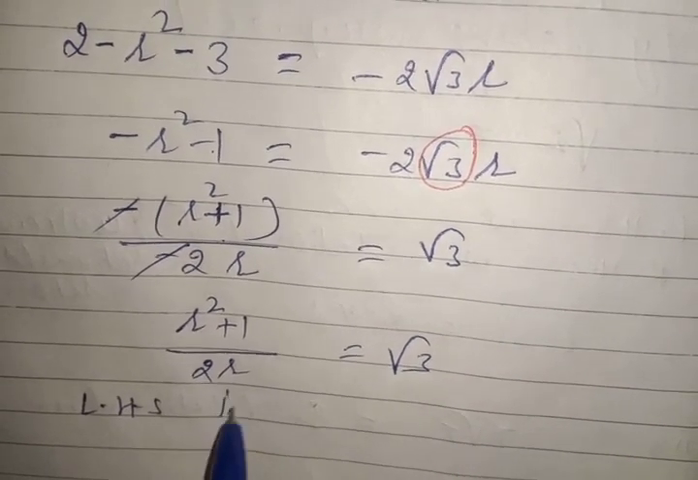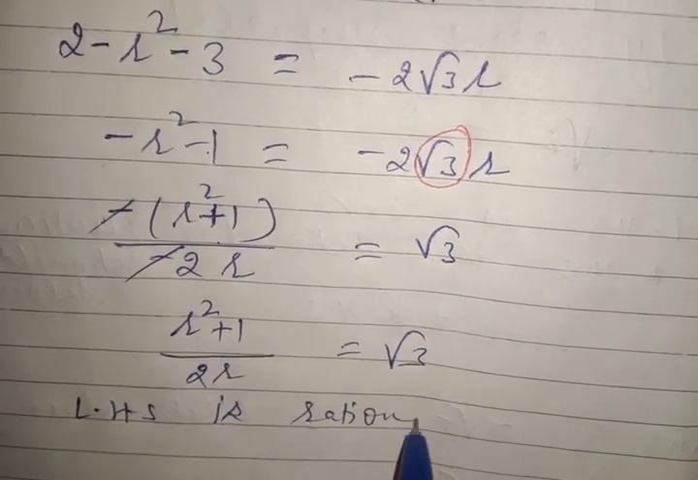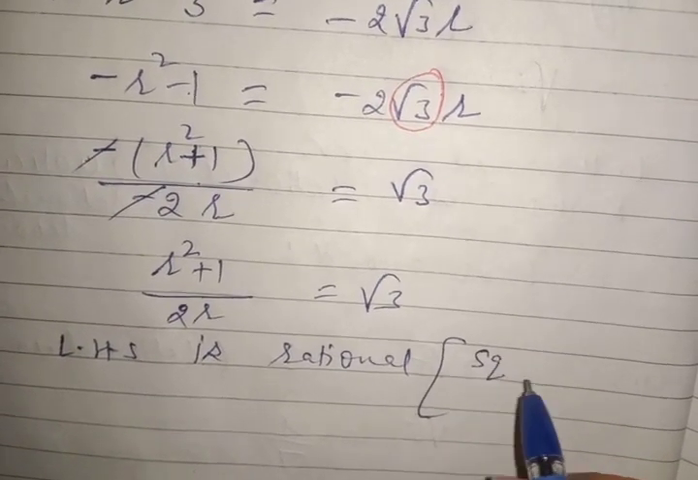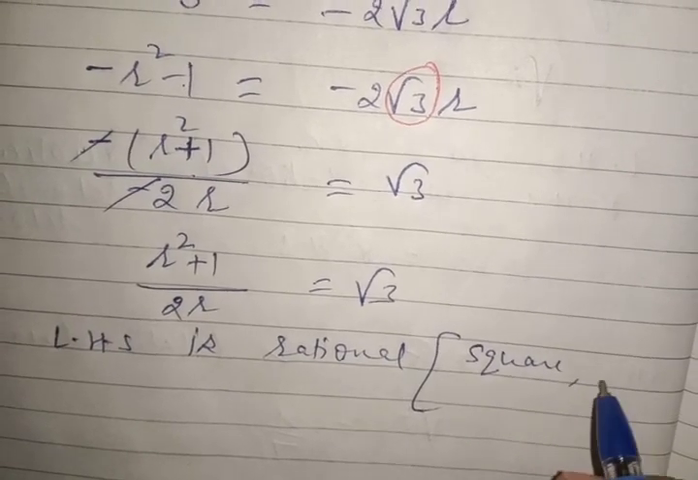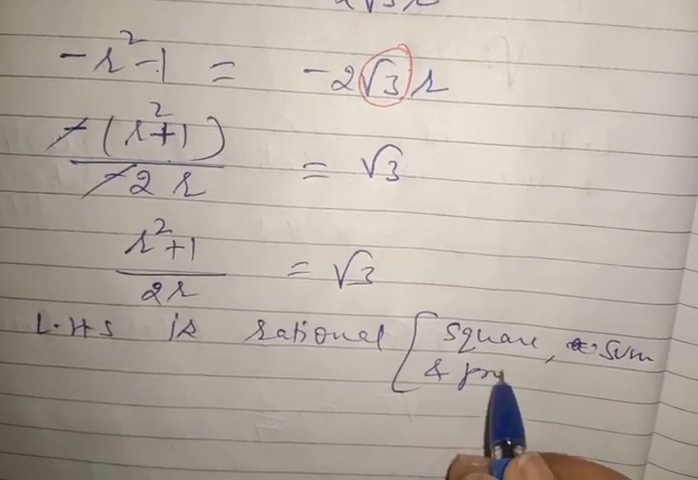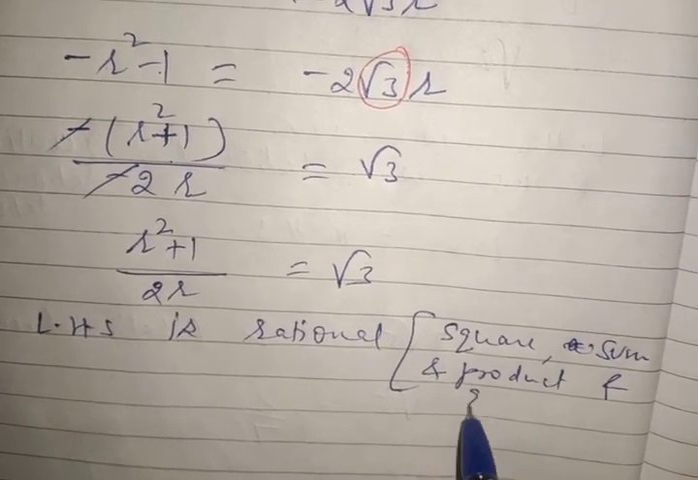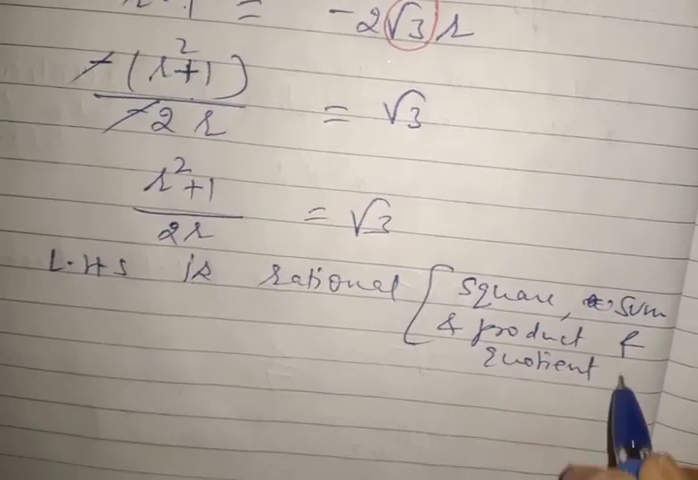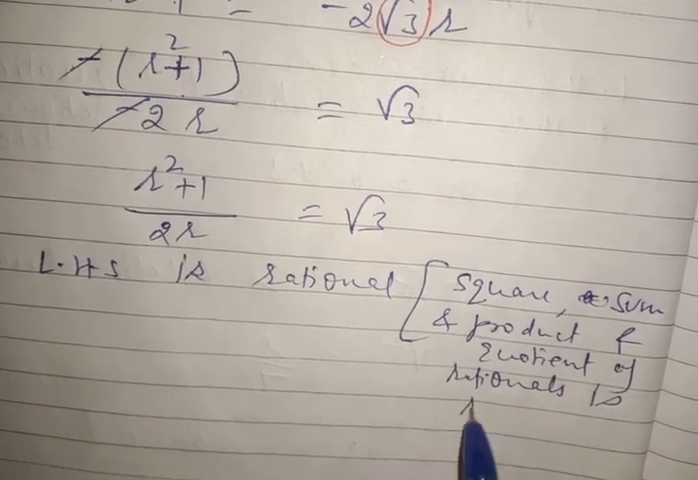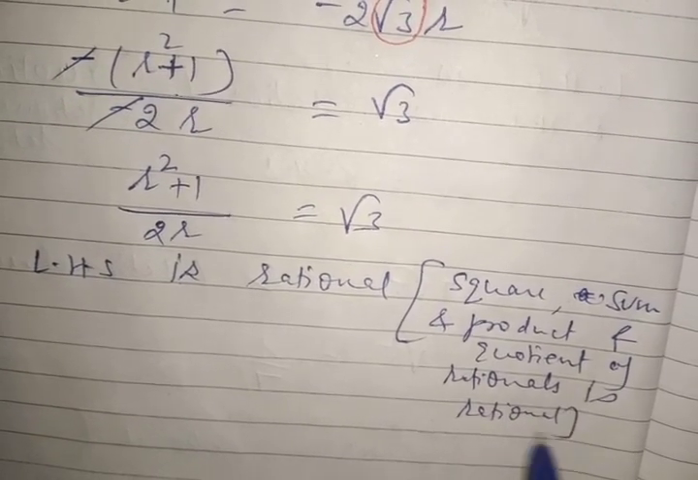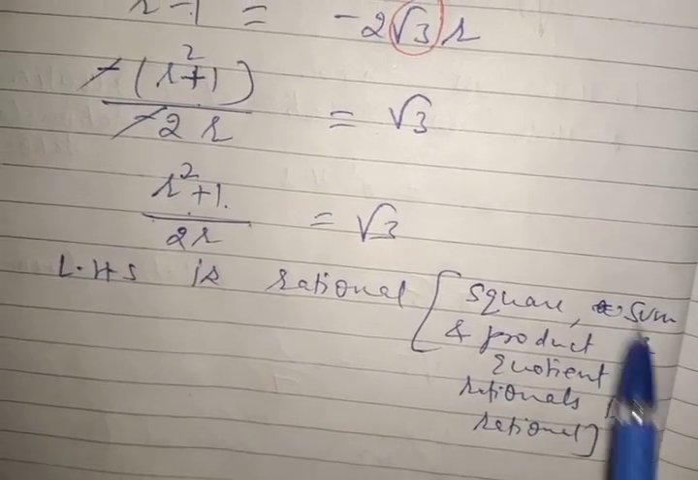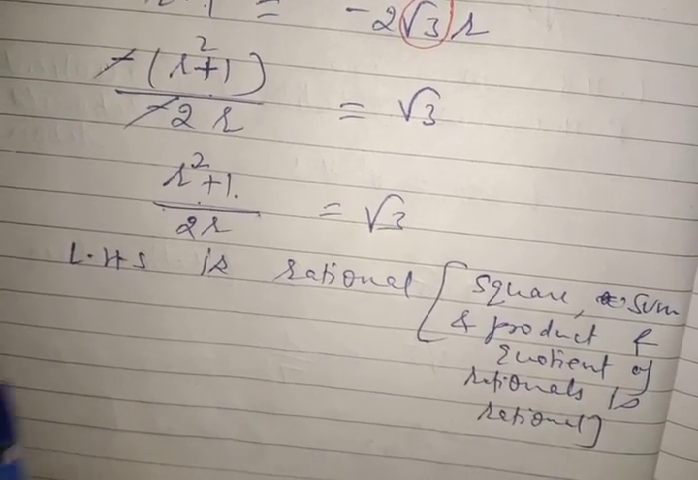LHS is rational. Why? Because the square, sum, product and quotient of rationals is rational. You can see here we are squaring, we are adding, we are dividing, we are multiplying, every operation is there. So that's why I have written the reason.